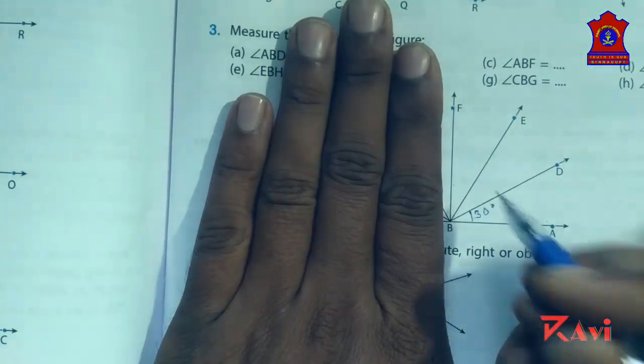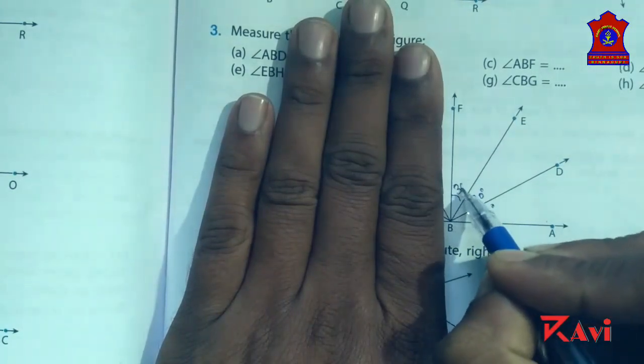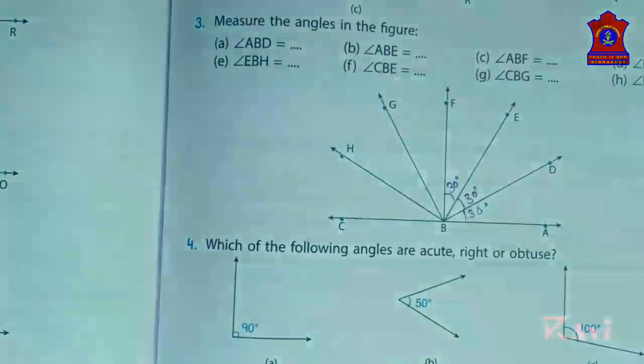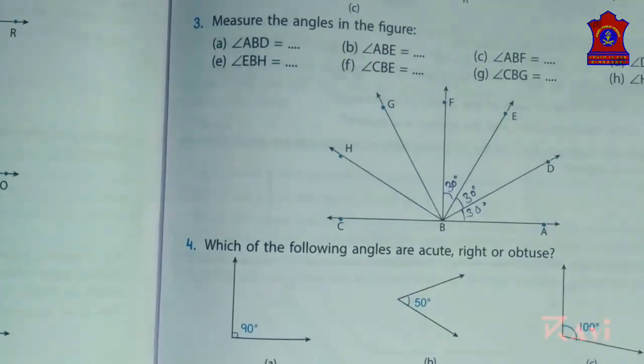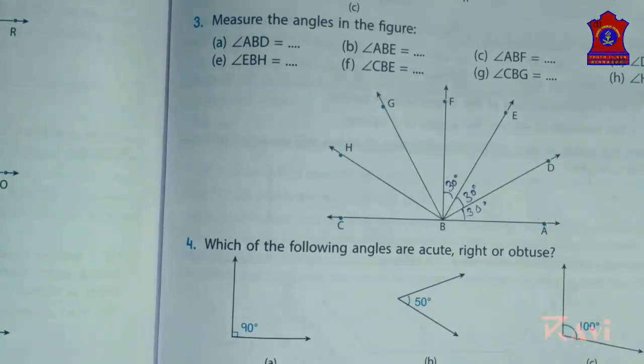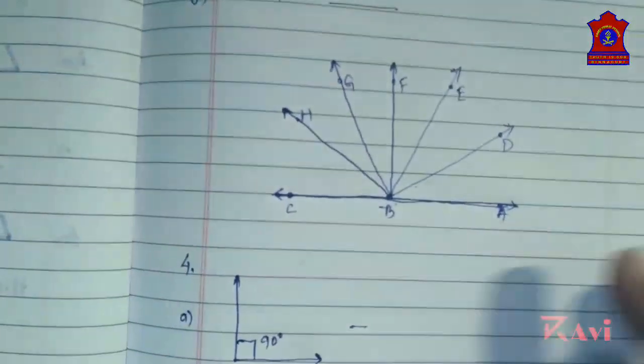30 degree. So each angle is of 30 degree. Clear? Now, with the help of this, it means all the divided angles are of 30 degree only. Now let's find out the measurement of each given angle. So look at this. I have prepared this for you.